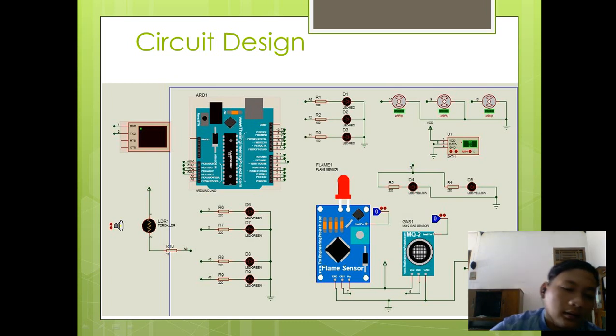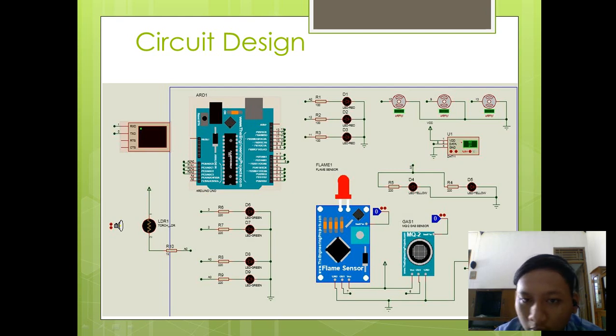In the real world, the LDR here is placed outside of the cage, so that it can turn the lamp on and off automatically, in the night and in the light. Then there are the flame sensor and the MQ2 sensor, which detect the fire and the smoke. Then this is the LED here. It will be on if we put one valve here and one valve here, and the sounder here will also be on.